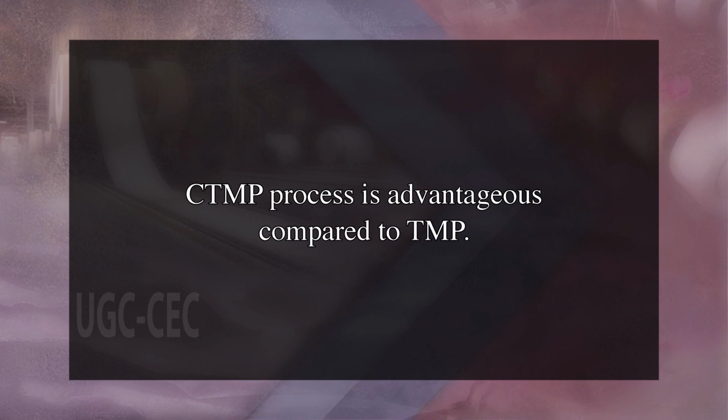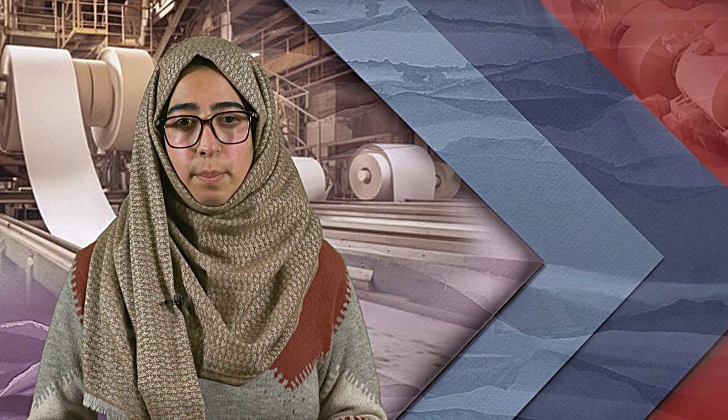The CTMP process is advantageous compared to TMP as it improves mechanical strength properties while maintaining high yields of 85 to 95%. Due to higher strength, pulp produced by CTMP process is used in making high-grade printing papers.